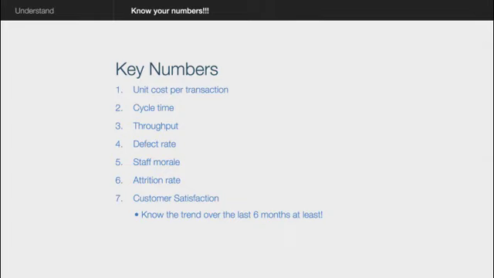The key numbers that teams have to look at: the unit cost per transaction. This is the total cost of the team doing the work divided by the number of transactions. The cycle time, which is the time it takes for a transaction to flow from one end of the process to the other. The throughput, the number of transactions over a given period. This could be a day, a week, or a month. The defect rate, which is a quality measure, and this can depend on whatever type of process you're doing, so you'll have to pick the right defect rate. The staff morale, or the team temperature as it's called, the attrition rate, and finally, of course, customer satisfaction.